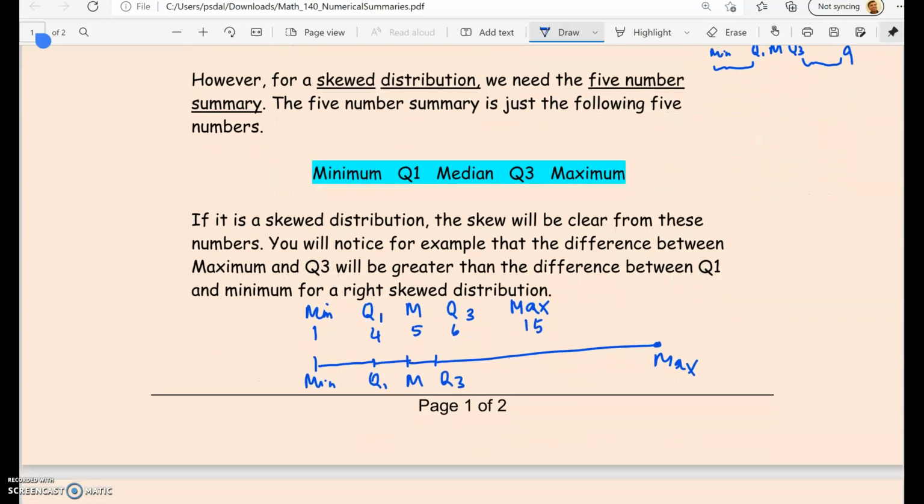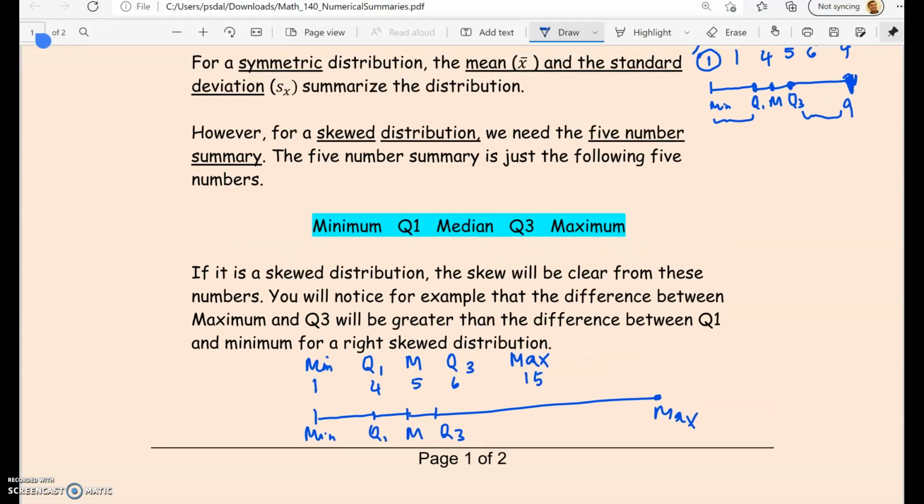However, look at the second example. The minimum is 1, and Q1, median, and Q3 are 4, 5, and 6, just like the previous example. However, I'm going to increase the max to 15. If I graph this to scale, do you see how the difference between the maximum and Q3 is much larger than the difference between Q1 and the minimum? This tells us that the distribution is skewed to the right.